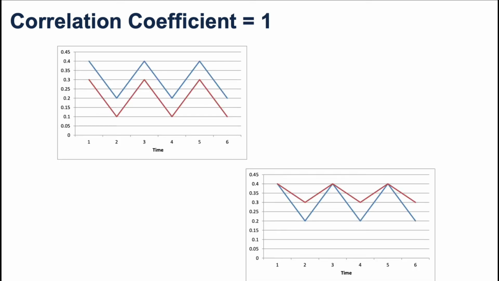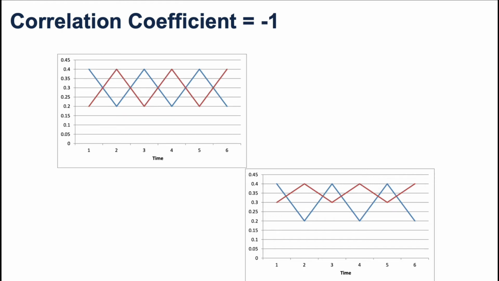A correlation coefficient of 1 would have returns that look like this over time. The blue line is one asset, the red line is another asset. As you can see, they move in lockstep with one another. Whether those returns are to the left or to the right, graph one on the left is one situation, graph two on the right is another situation, they both have a correlation coefficient of 1.